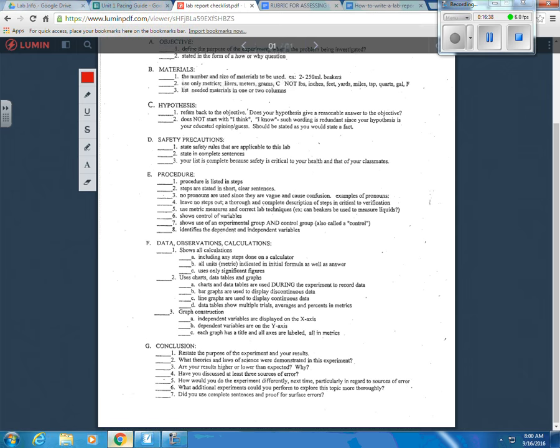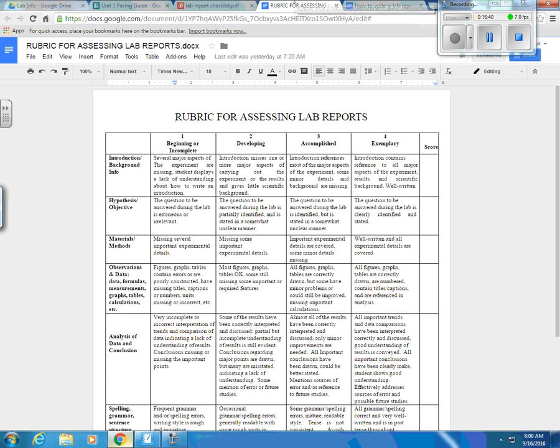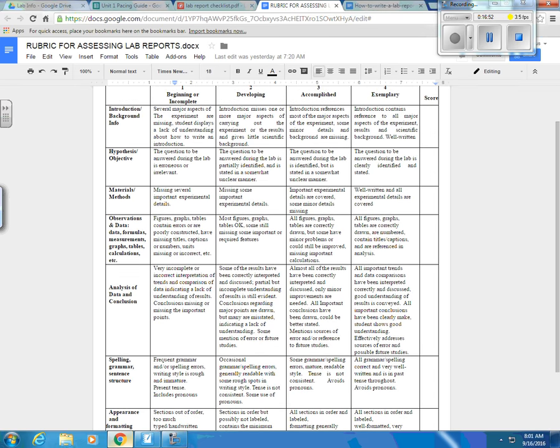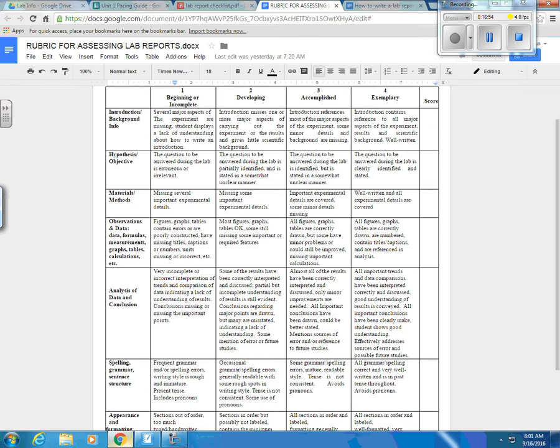All right, let's go to the rubric. Okay, the rubric is very simple. Okay, it makes it very, very simple for me to grade. All right, so if we start at the top, you got 4 columns, 4 possible points for each one of these. You're beginning, you're developing, you're accomplished, or you're exemplary. Okay, the introduction. Okay, so let's say that your goal is to get a 3 on all these.